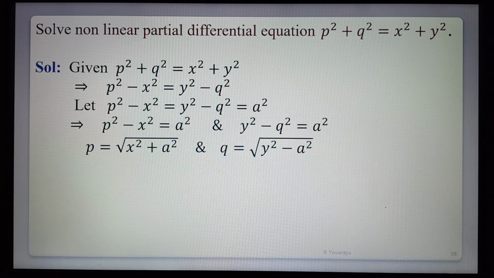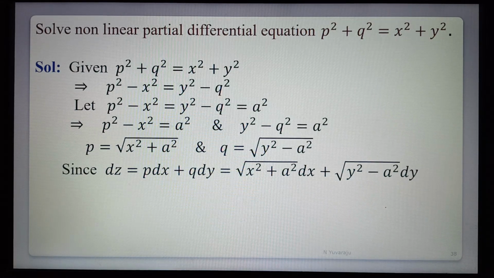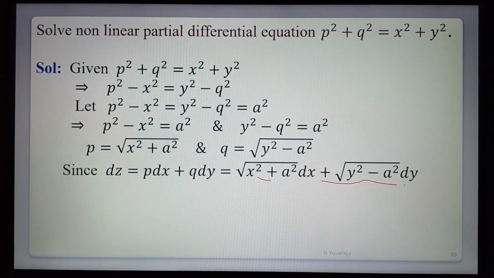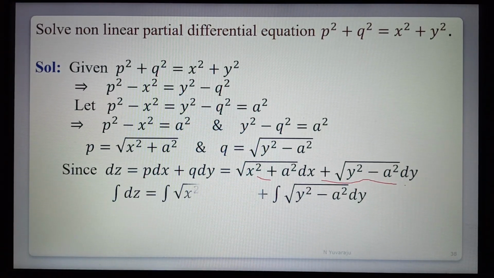Okay, p and q are eliminated by substituting in dz is equal to p dx plus q dy. Substituting p and q in this one, that is equal to square root of x square plus a square into dx plus square root of y square minus a square into dy. Now integrating on both sides, integration of dz is equal to integration of square root of x square plus a square into dx plus integration of square root of y square minus a square into dy.